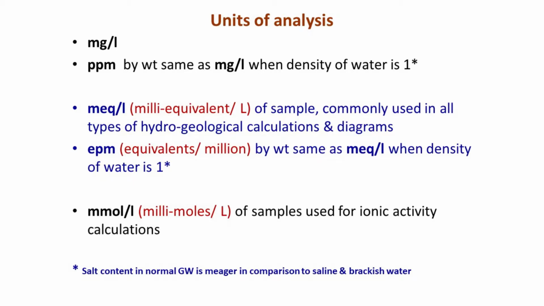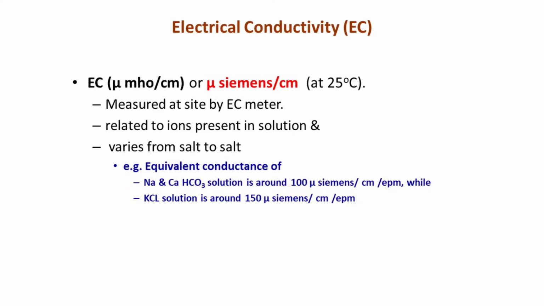So, I'd like to tell you, friends, that the salt content in normal groundwater is very less in comparison to saline or brackish water. The electrical conductivity is measured in terms of mu mho per centimeter or mu Siemens per centimeter and normally measured at 25 degrees Celsius. The electrical conductivity can be measured at site by electro conductivity meter. This is related to the ions which are present in solution, and this EC varies from salt to salt.